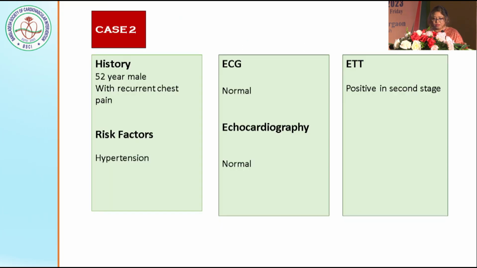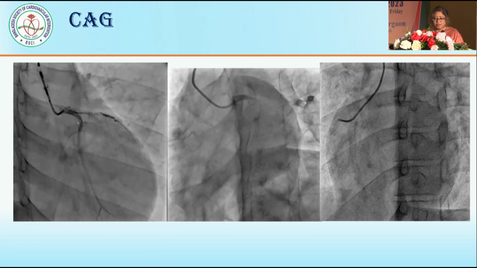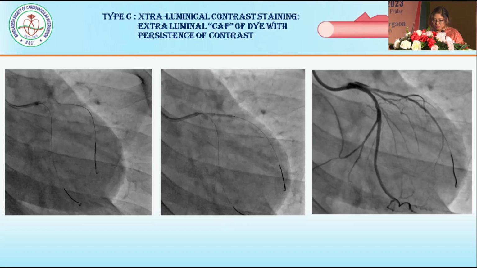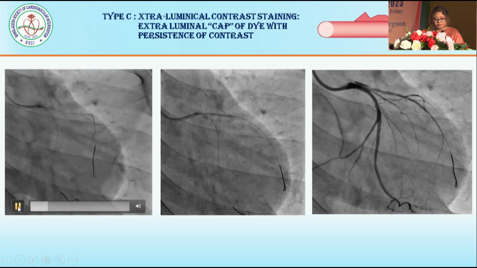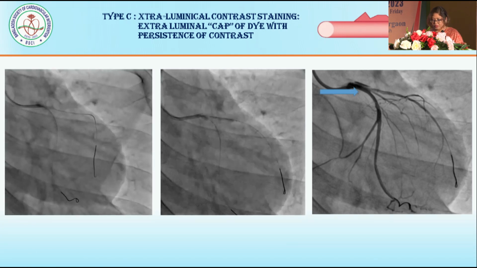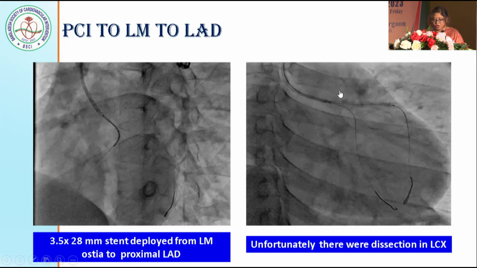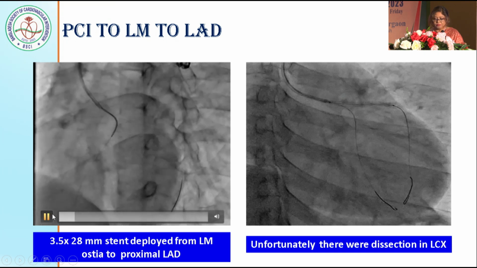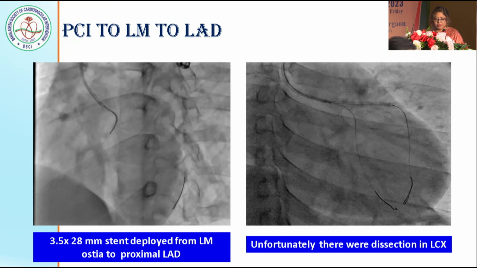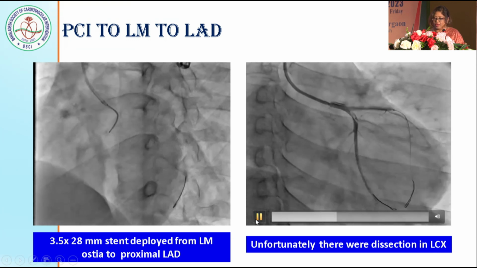Another case, a 52-year-old male with recurrent chest pain, positive ETT. He has an ostioproximal LAD lesion involving the distal LM. RCA was normal. We wired both the LAD and LCX and pre-dilatation was done. After that, there was a dissection of the LM. The patient developed chest pain and was hemodynamically unstable, so we promptly placed a stent from LM to LAD. But unfortunately, the dissection extended to the LCX.